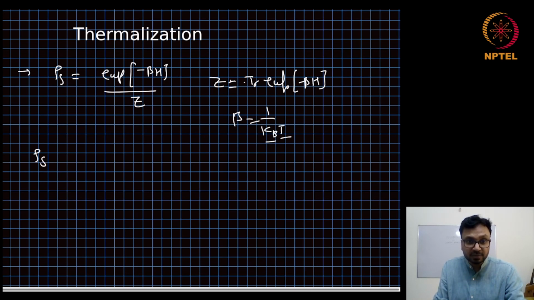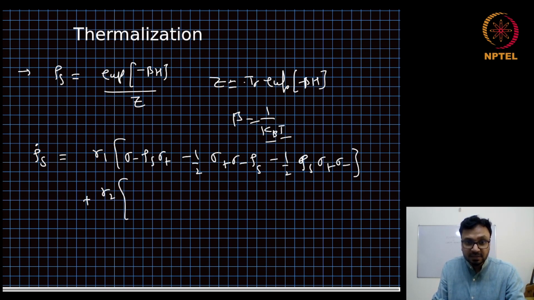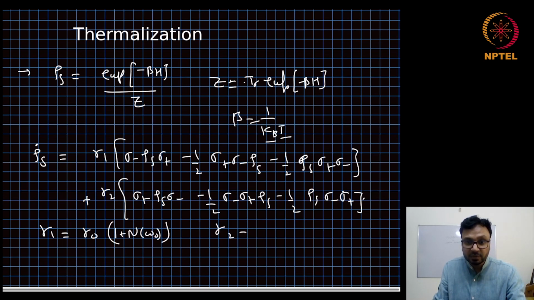That is, if we substitute ρ_s in the dynamical equation, ρ_s dot equals γ1 (σ- ρ_s σ+ - ½ σ+σ- ρ_s - ½ ρ_s σ+σ-) plus γ2 (σ+ ρ_s σ- - ½ σ-σ+ ρ_s - ½ ρ_s σ-σ+), where γ1 is γ0, the spontaneous emission rate, times 1 plus n(ω0), and γ2 is γ0 times n(ω0), and n(ω0) is the thermal population of the state of the thermal bath.